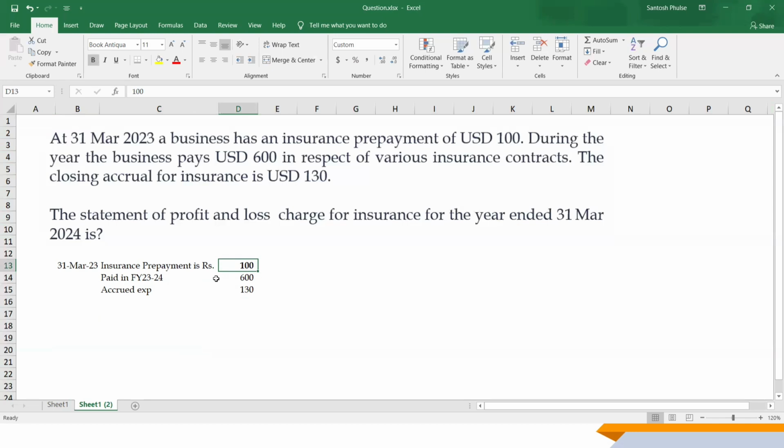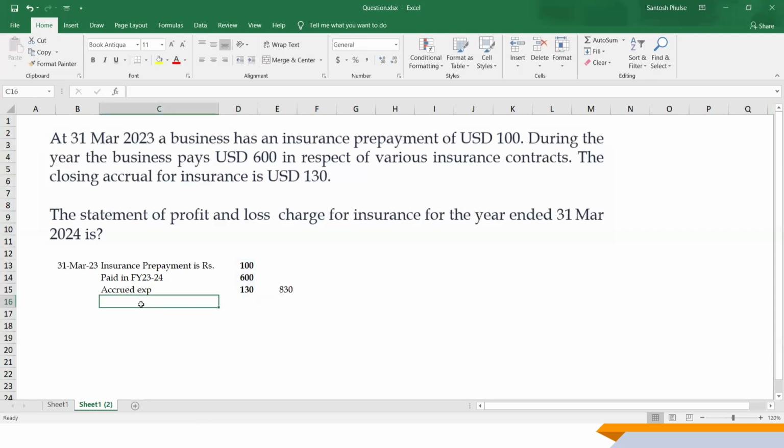Prepaid FY 23-24, that's the second one. Paid in FY 23-24 is 600. That's pertaining to that financial year. Second, again, accrued insurance is around 130. So we know what is meant by accrued expenses as well. So considering all these, the total expense, so insurance prepayment, that's the expenses for 23-24. Prepaid, that's pertaining to 23-24, plus accrued expenses pertaining to 23-24 is 130. So we have to do the addition of all these expenses to treat as an expenses for us.